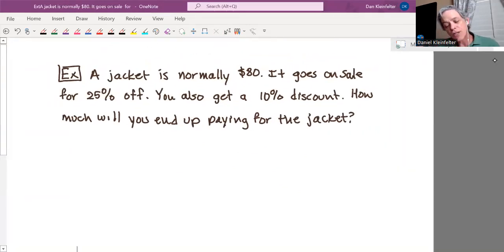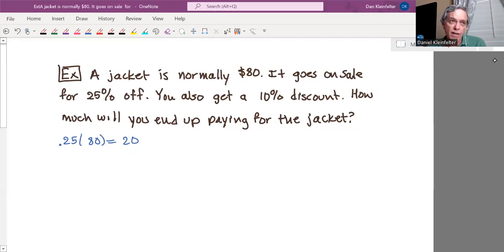Okay, so here it says a jacket is normally $80. It goes on sale for 25% off. We've done stuff like that before. And then also because you work there, let's say you get a 10% discount. How much are you going to end up paying for the jacket? So first, let's calculate the 25% off. So 25% of 80 is going to be $20.